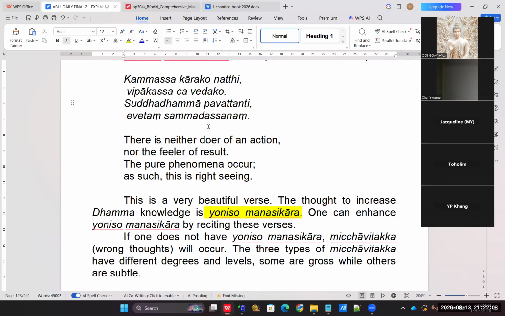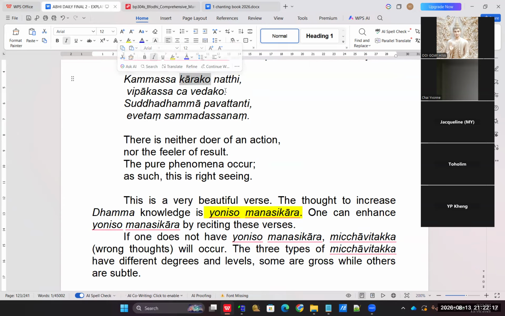Now, what's the meaning of neither doer of action nor feeler of result? Because when we say there's a doer, karako, or when we say there's a vedako, a feeler, does this refer to a being, a human being or sentient being? But actually, we are talking about just phenomena. Suddha is pure. Dhamma is phenomena.